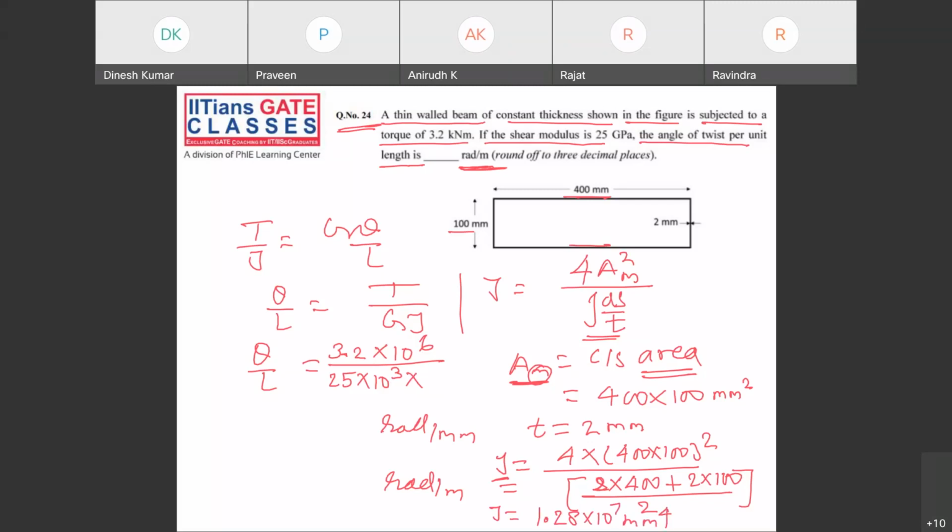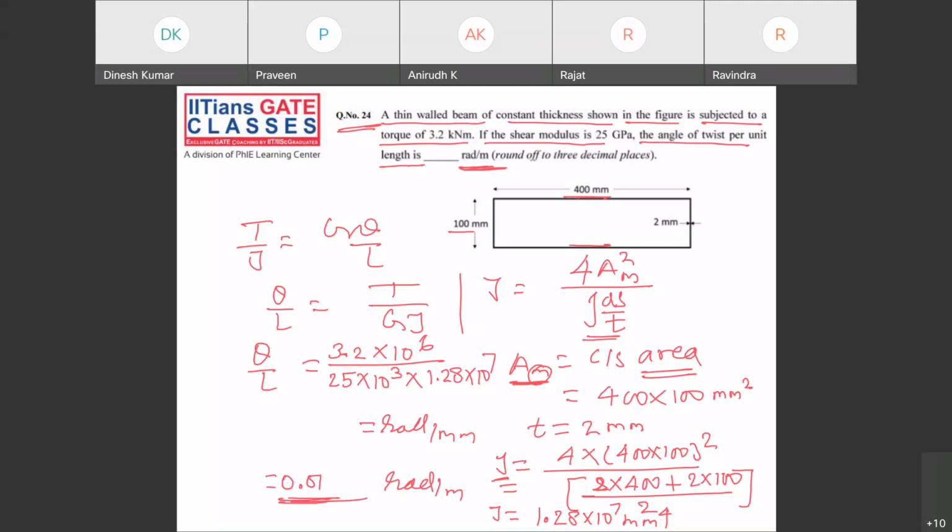Then substitute here, and then finally, guys, find the answer in radian per mm and then radian per meter. Yes, the answer is 0.01 radian per meter. The final answer is 0.01 radian per meter.